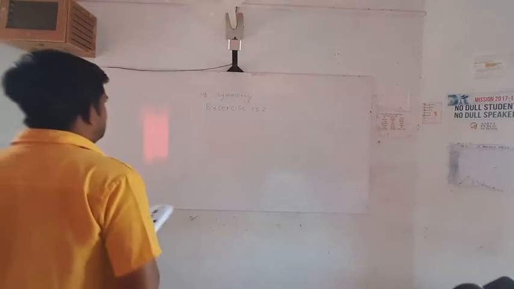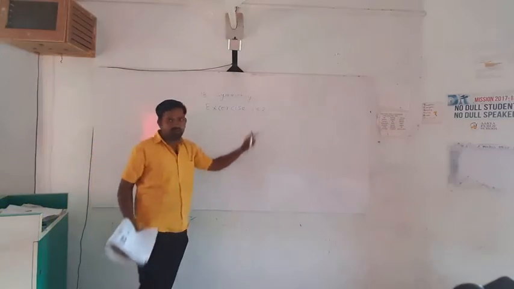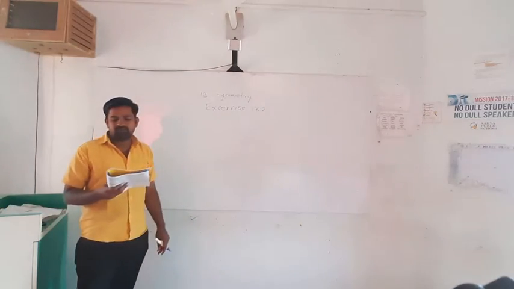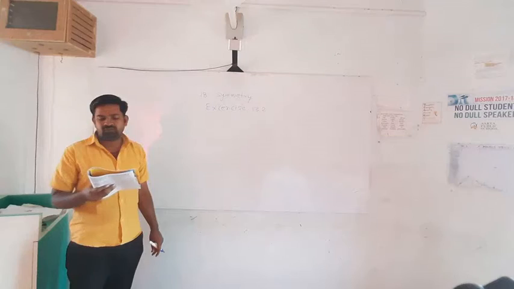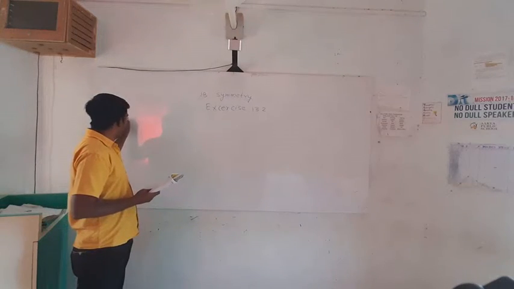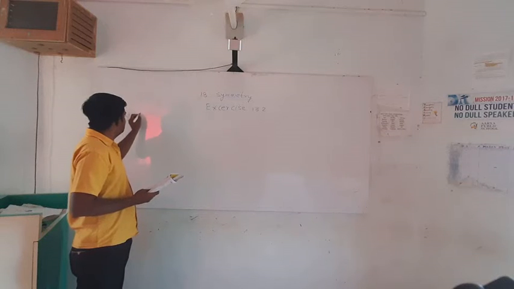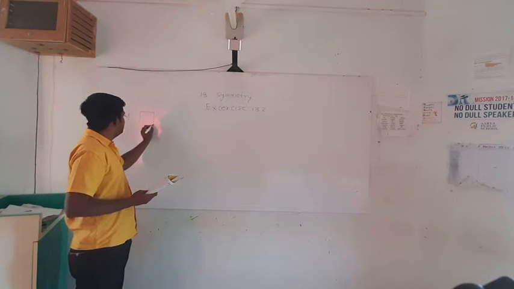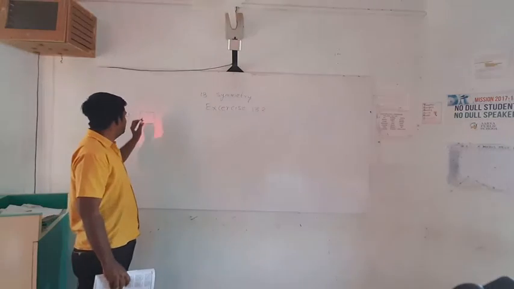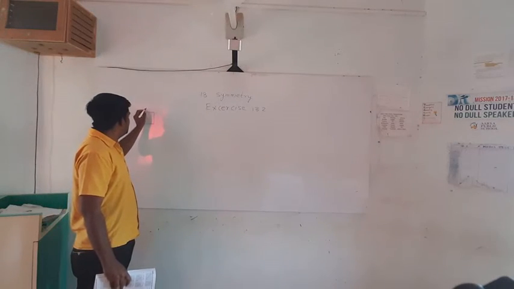Today we are going to do exercise number 13.2. First question is here. Find the number of lines of symmetry for each of the following shapes. So first shape they have given is a square shape. We want to find how many lines of symmetry it has. Square has 4 lines of symmetry.